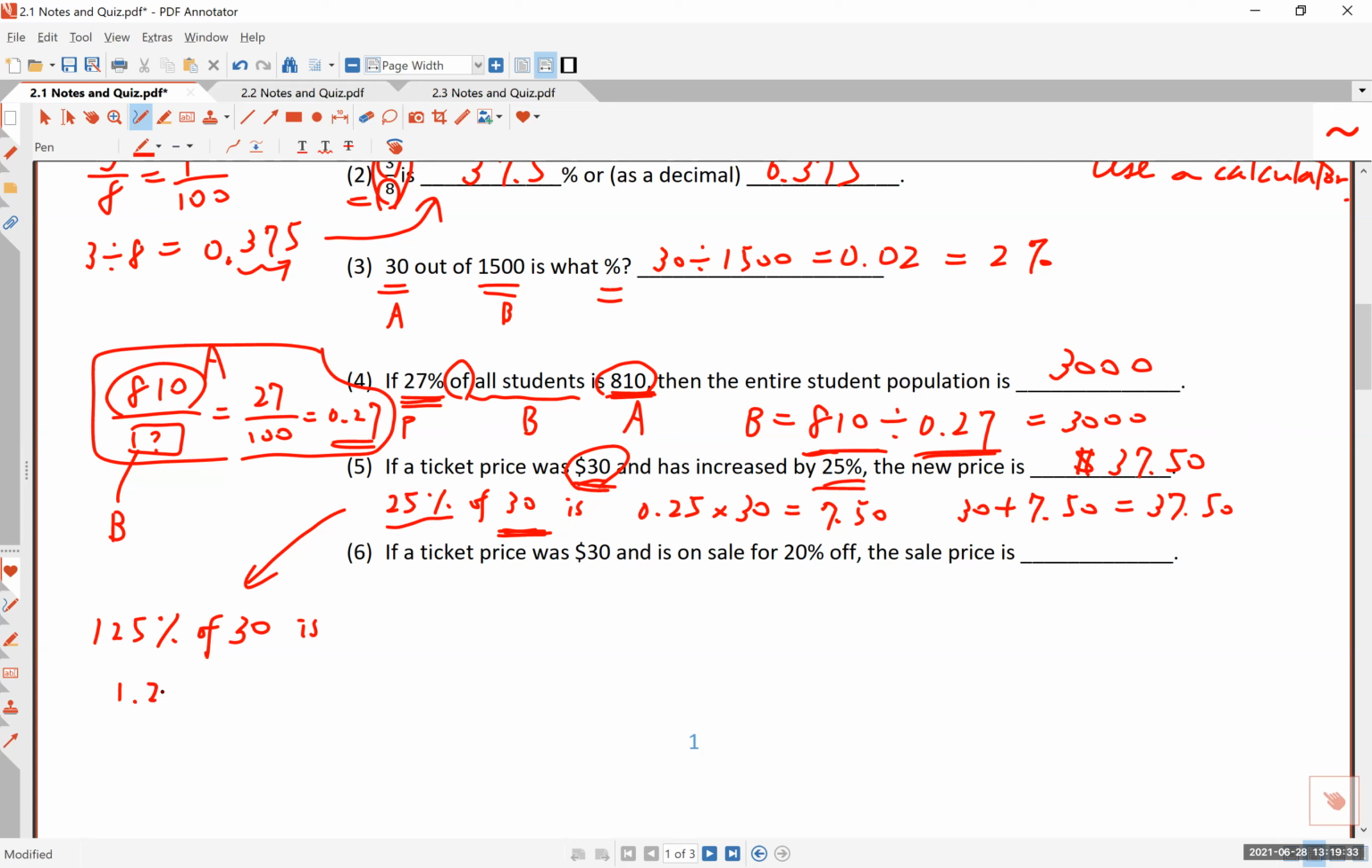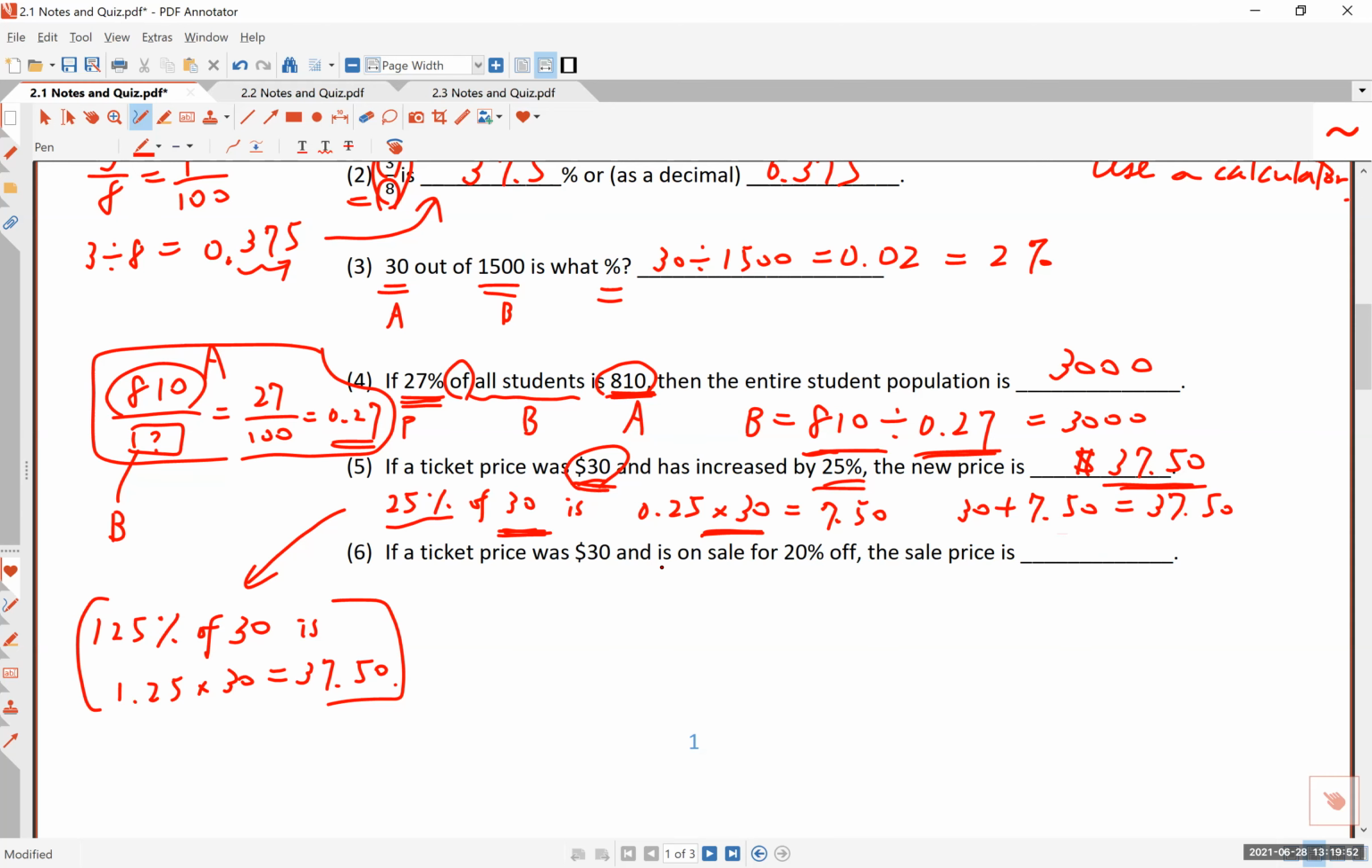So how do you do that? It's 1.25 times 30, and that is 37.50. And that was, of course, the answer. Okay. See, the point is, if you do it this way, you don't actually have to do multiplication followed by addition, right? You can do all that in one shot.